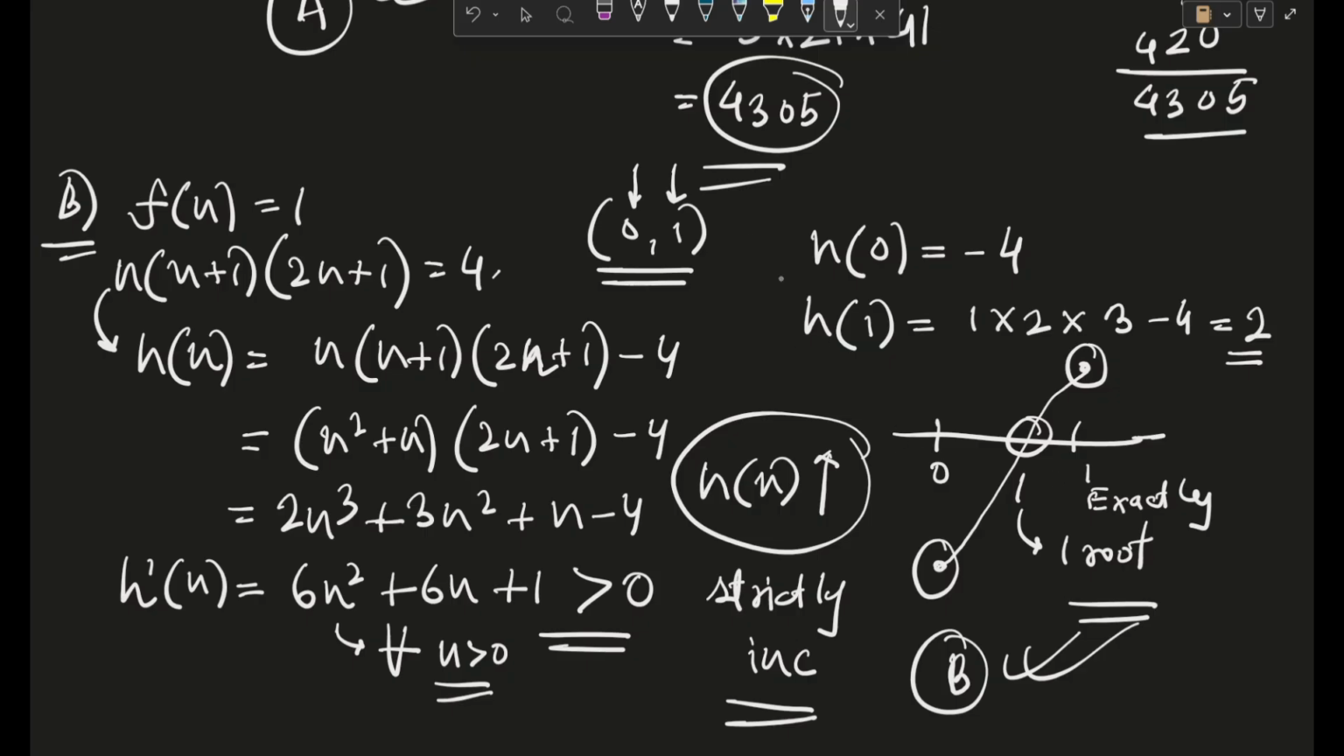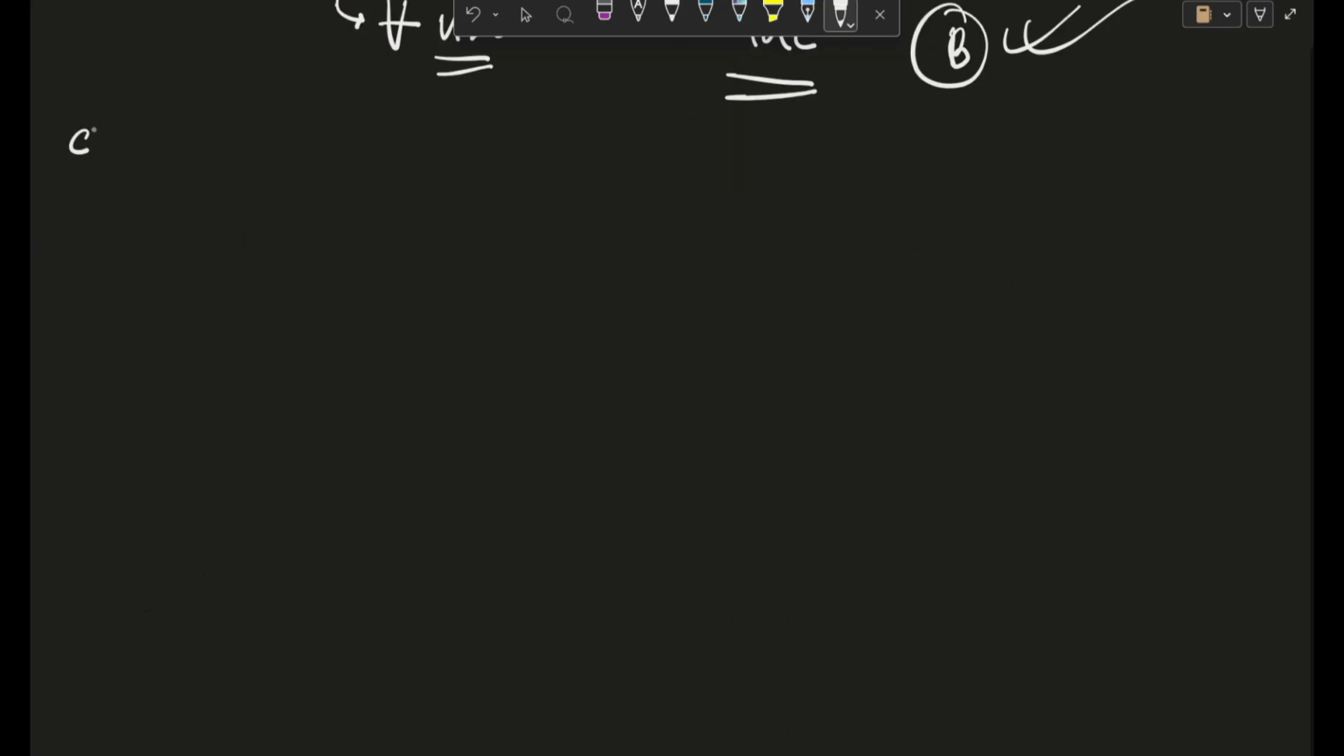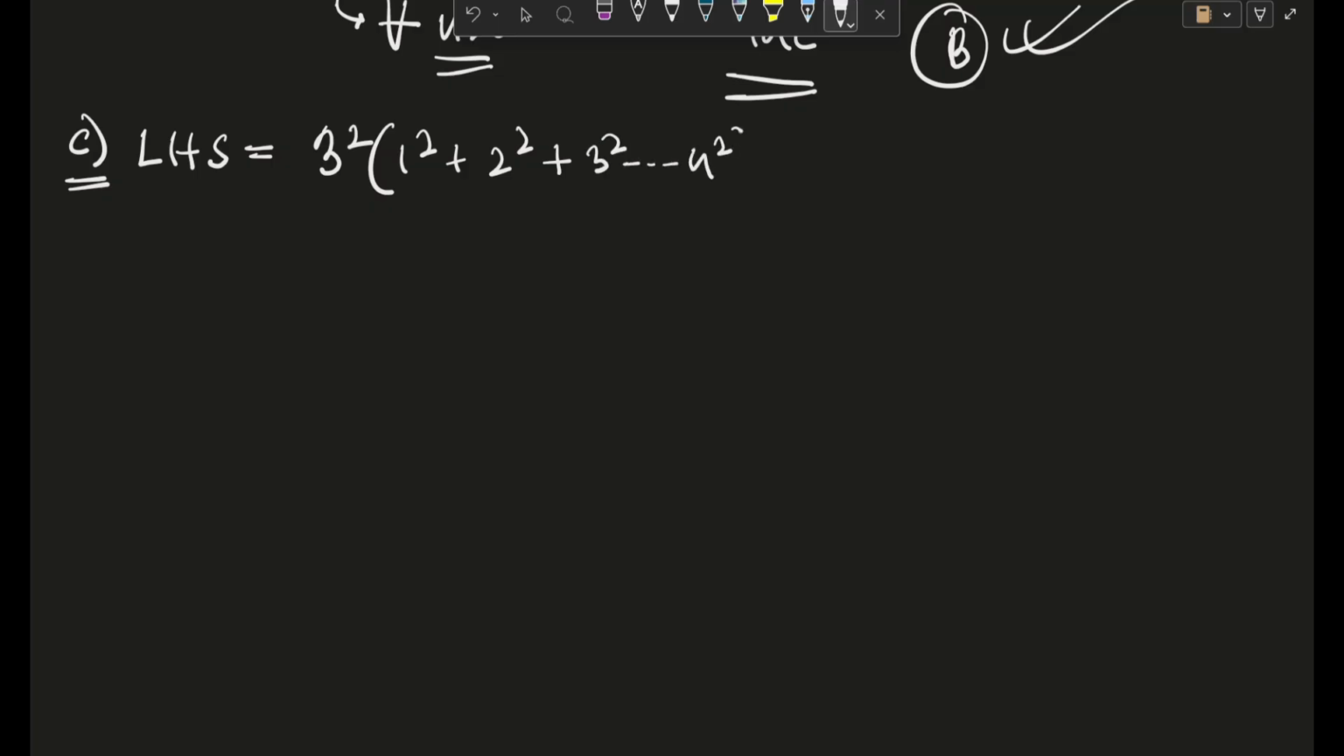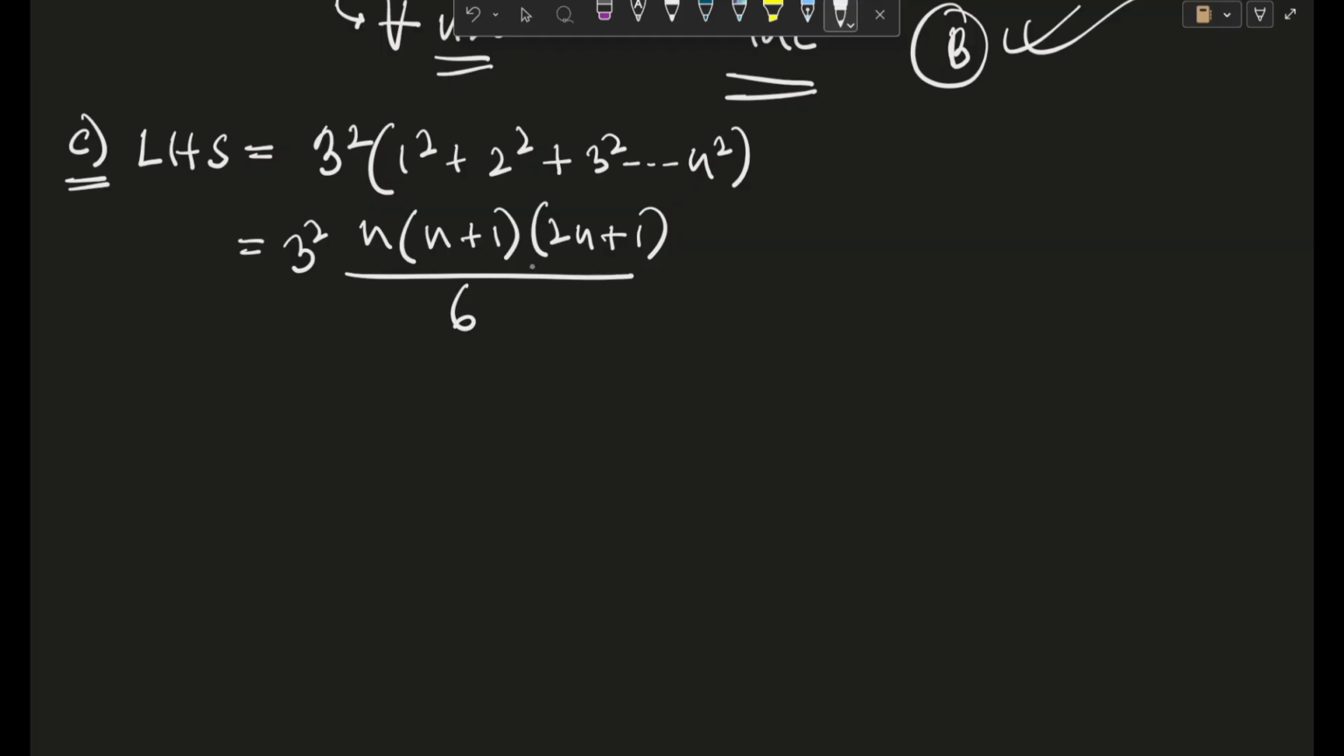Now let's go on to our option number C. So guys, in option number C, there was an expression given, so I am directly writing that out. The left hand side of the expression, if you take 3 square common, you will get 1 square plus 2 square plus 3 square up till n square. So this is nothing but 3 square times the sum of the squares of n natural numbers. So this will be n into n plus 1 times 2n plus 1 whole divided by 6. So we have a factor of 9 by 6 here.